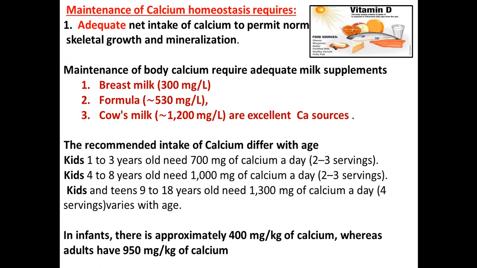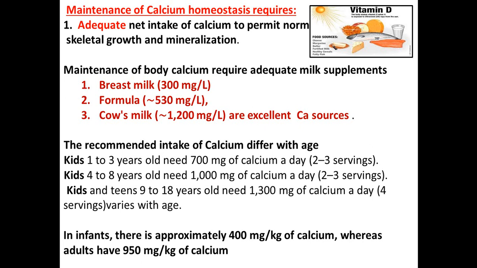So maintenance, as we said, requires adequate net intake of calcium, and the maintenance of body calcium requires adequate milk supplement. The calcium in breast milk is equal to 300 milligrams per liter. Formula is equal to 530 milligrams per liter. Cow milk contains about 1200 milligrams per liter.